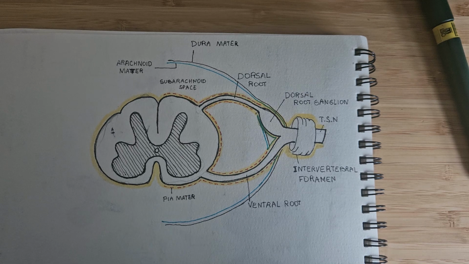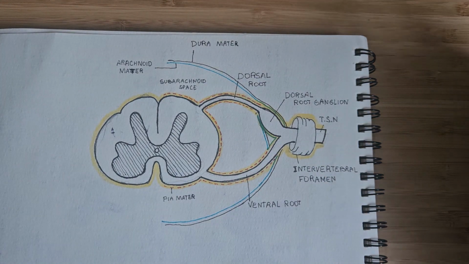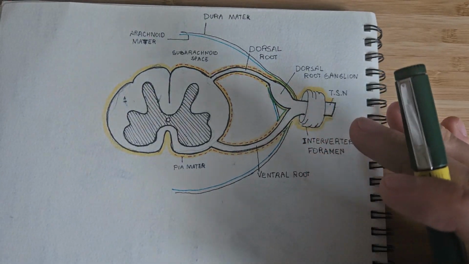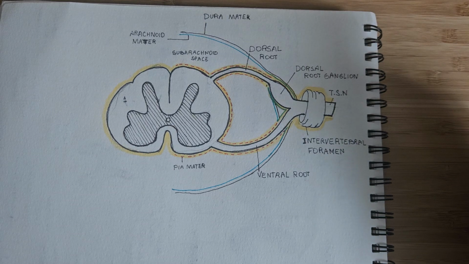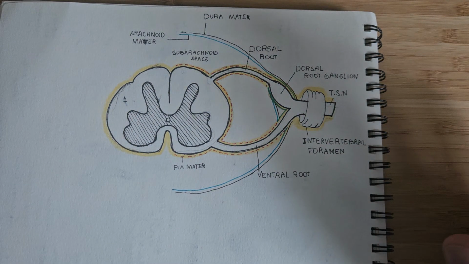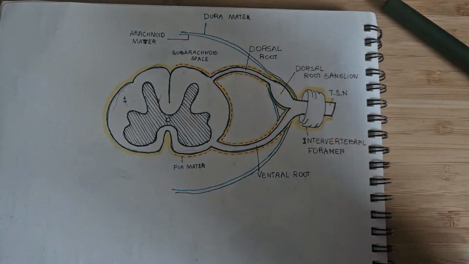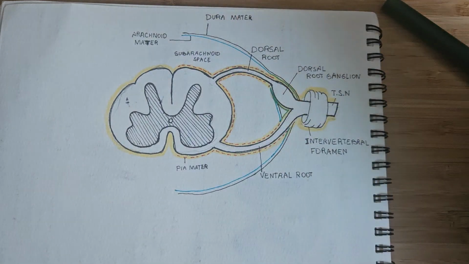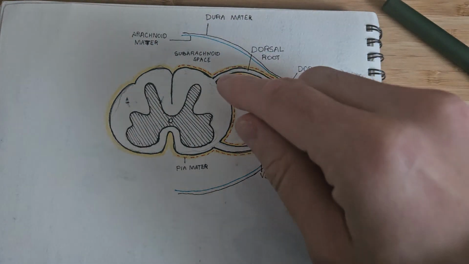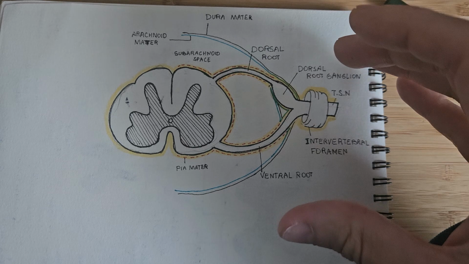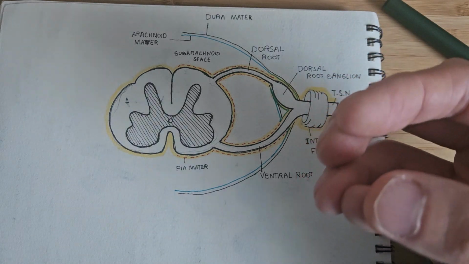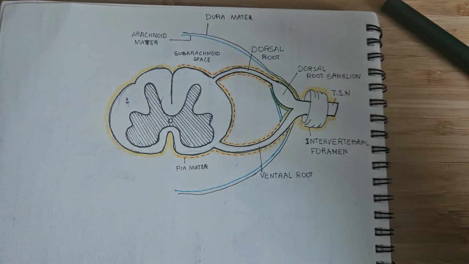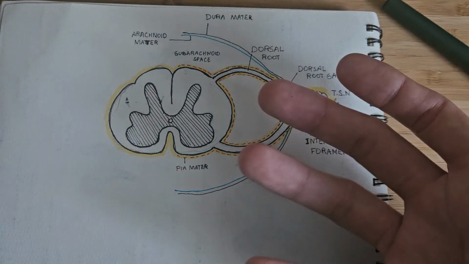Now, what else can I talk about here? Well, about the pia mater. The pia mater is the innermost layer of all meninges, and is attached to the surface of the spinal cord and the nerves, as you can see here. And the pia mater is a delicate and highly vascular membrane. Why? Because it will provide nutrients and support to the neural tissue.